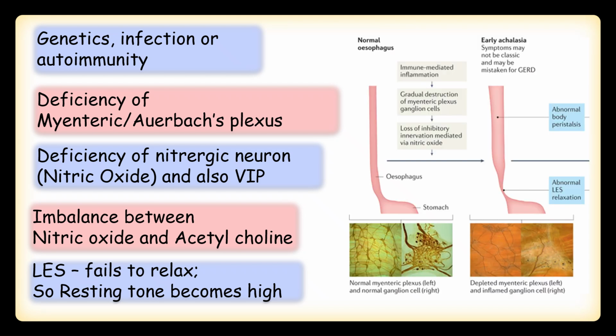To reinforce this, whenever there is a normal esophagus, because of any immune mediated inflammation, genetics or infection, there will be loss of inhibitory innervation mediated via nitric oxide. So what will happen because of this? The esophagus will end up in early achalasia. Abnormal peristalsis will occur and abnormal lower esophageal sphincter relaxation occurs. So the main pathophysiology is deficiency of nitric oxide and also vasoactive intestinal polypeptide.